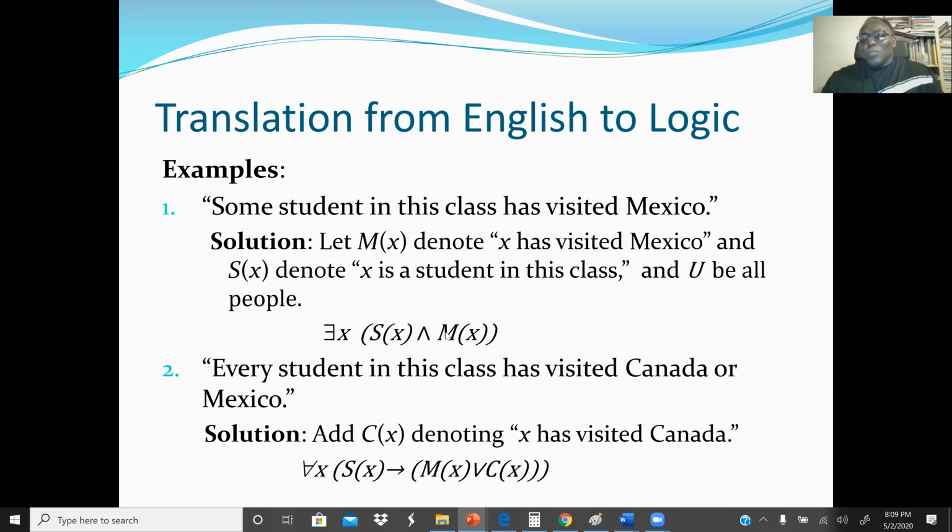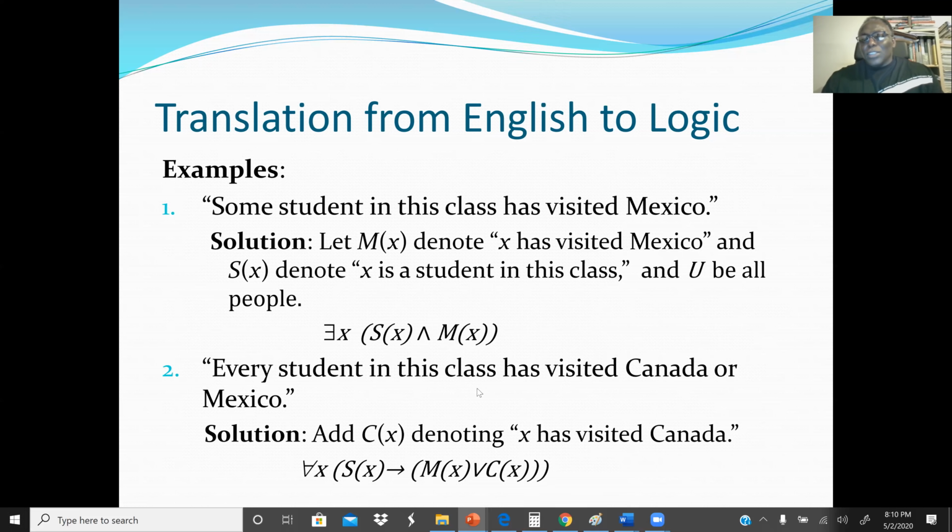Students that have visited Mexico. And S(x) denotes x is in this class. So the students in this class have visited Mexico. We are using conjunction. These two have to be true. Both of them have to be true. It means some of the students have visited Mexico. So we use the existential quantifier.